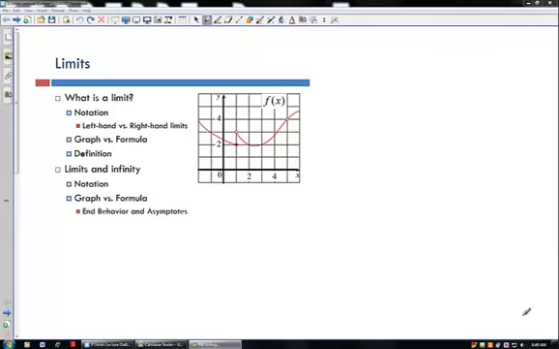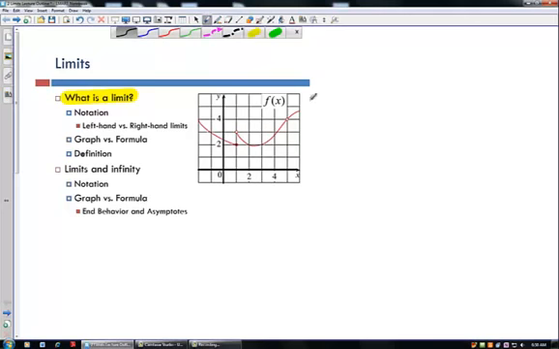Today's lecture is on limits. It's the first of a series of lectures we're going to do this week over limits, and I wanted to review first. So let's talk again about what is a limit and take a look at some notation.